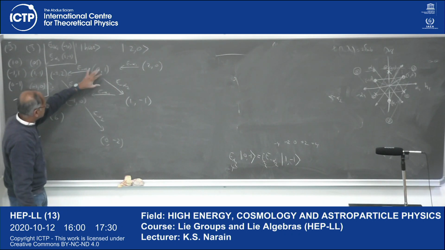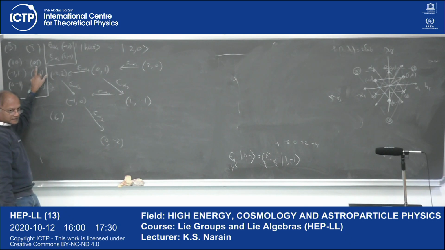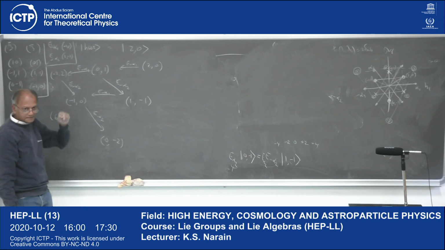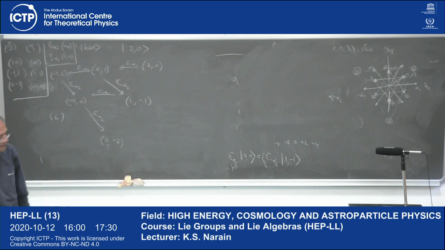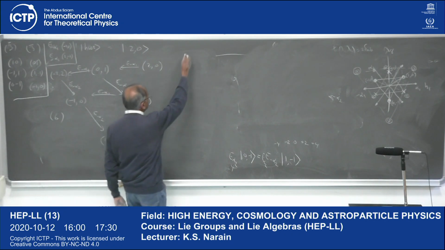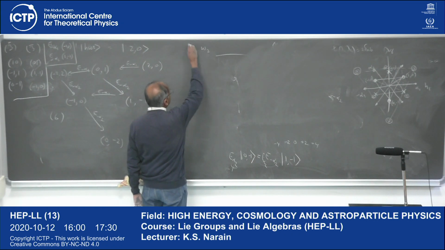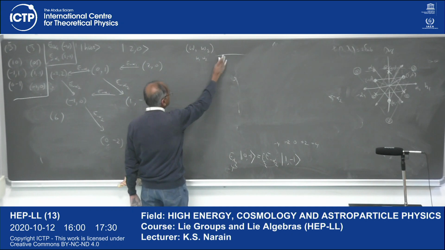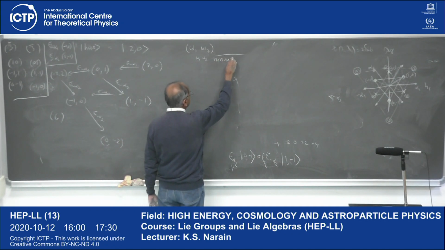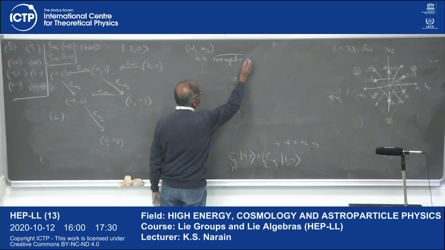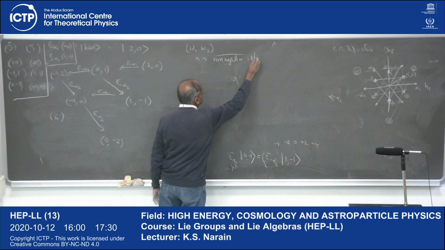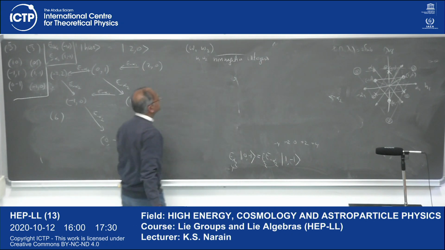In this representation, this is not a highest weight state. In this representation, this is the highest weight state. Can we choose the highest weight state as we like? Exactly. Any integers. We said any integers. Just choose any W1 and W2. The only condition is that W1 and W2 are non-negative integers. For every one of them, there is a representation.